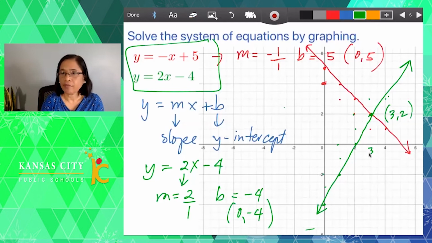When you are graphing 2 linear equations, and these 2 lines intersect, the point of intersection is what we call the solution to the system.